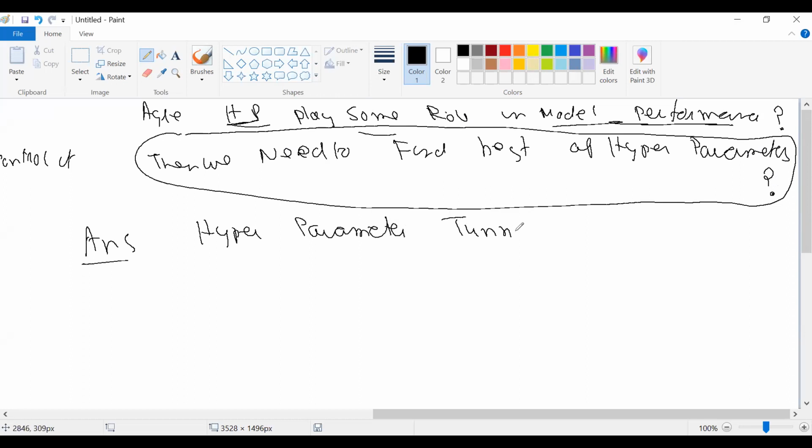Hyperparameter tuning. Just like you tune a radio to get the best frequency, similarly I will tune my model to get the best set or best combination of my hyperparameters. Hyperparameters play some role in your model performance, so I need to get the best. To find the best set, the answer is hyperparameter tuning.